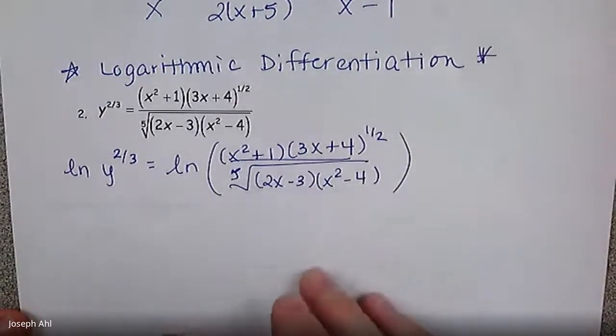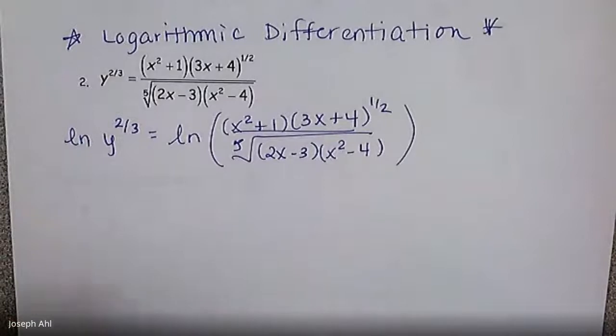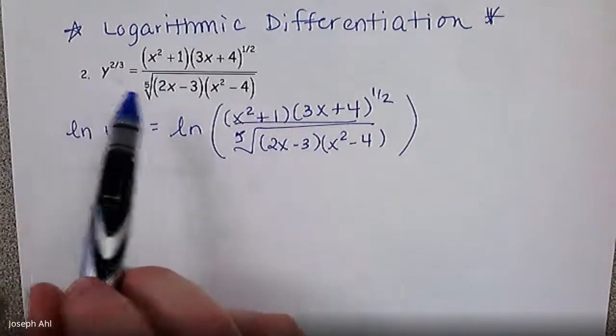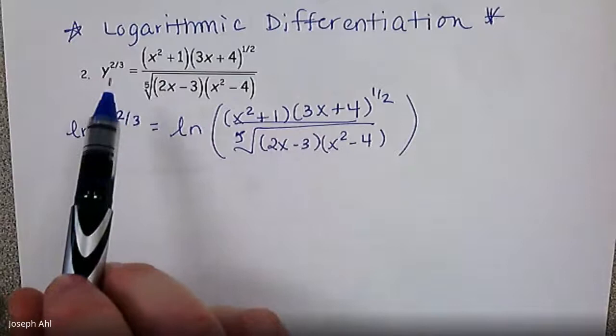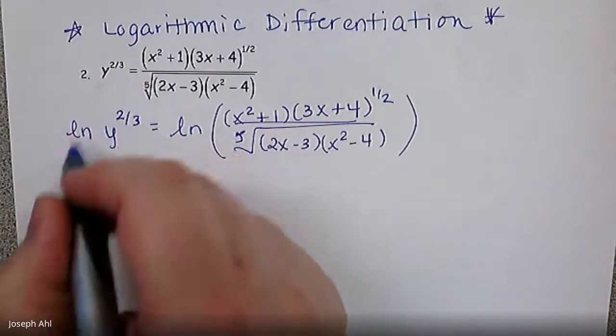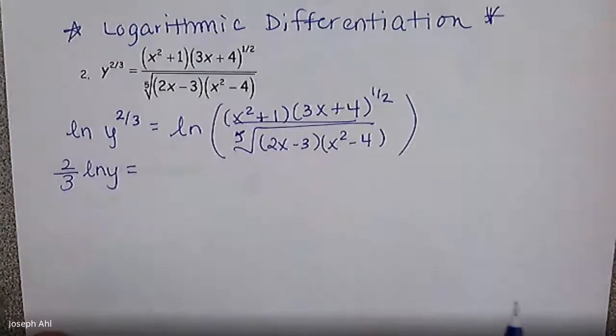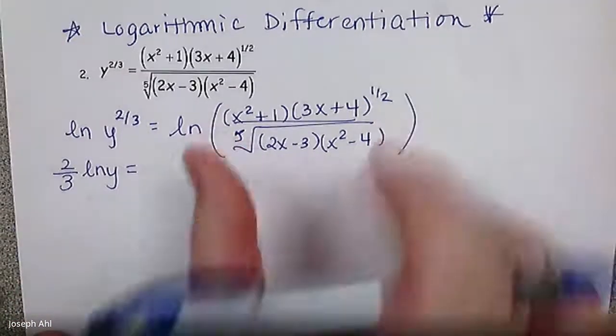Okay. Why is that a useful first step? Because now I can expand and then find the derivative of both sides. So when I expand, it's going to look a little bit different because this one didn't have ln to start. So when I expand, in this case, the 2/3 is going to come to the front. So 2/3 ln y. I wish I had smaller handwriting. I hope I fit this all in here.